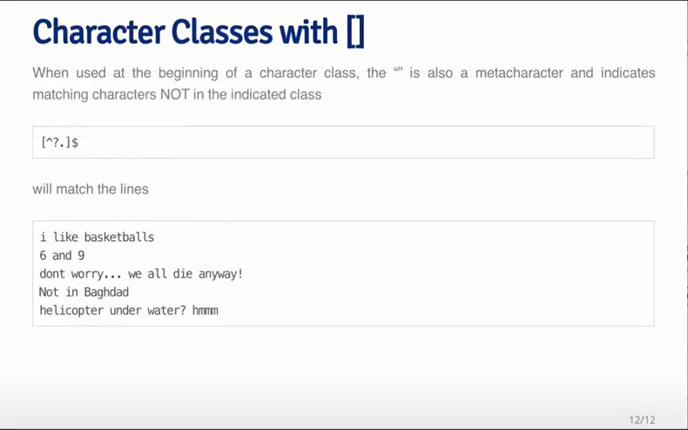Used at the beginning of a character class, the caret is also a metacharacter and indicates that it should match any of the characters not in the indicated class. For example, here we're looking at the end of the line with the dollar sign, and we're looking for any line that ends in anything other than a period or a question mark, because the brackets mean either a period or a question mark, and the caret means it's not either of those two characters. So it will match all of these lines, because most of them don't have any punctuation, and some have exclamation points at the end.